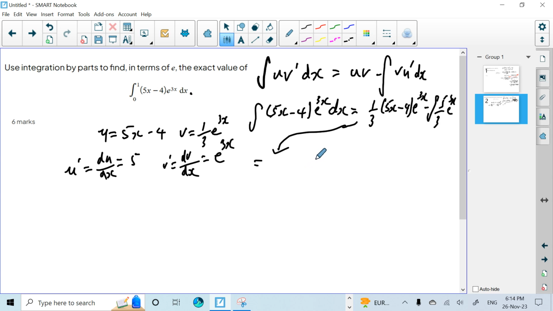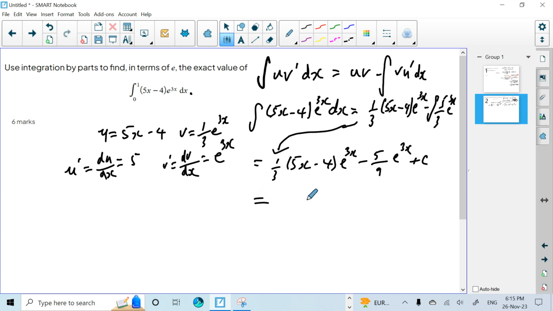That will give you 1/3 times (5x minus 4) e to the 3x. It's late at night, getting tongue tied. Minus, now we've got 5/9, because 1/3 times 5/3 will give you 5/9, e to the 3x, and then plus c.